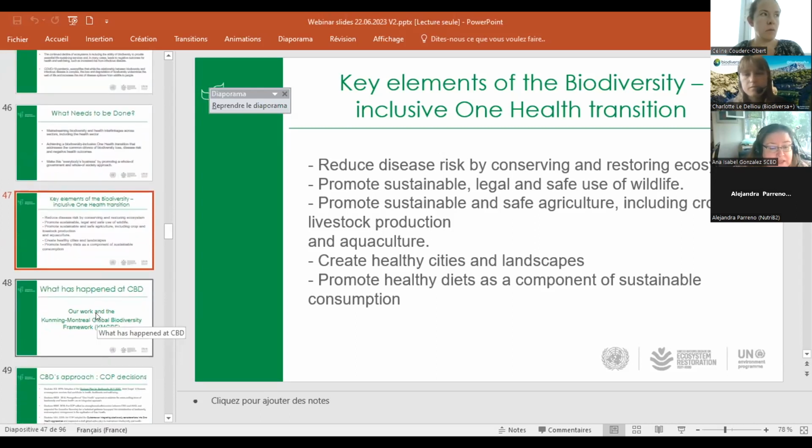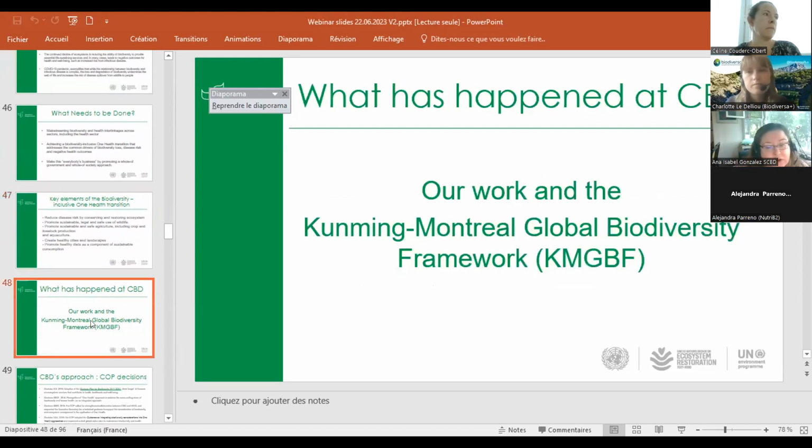So this biodiversity inclusive One Health transition comes from the GBO5 publication that Sakile mentioned earlier, and it's presented as one of the transitions needed to live in harmony with nature. So the next one. So now, our work and the Kunming-Montreal Global Biodiversity Framework.